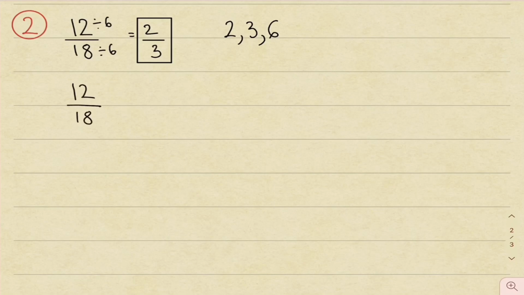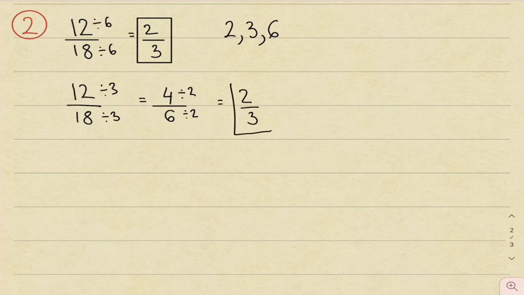12 over 18. So if I choose 3, divide by 3, top and bottom. 12 divided by 3 is 4 over 18 divided by 3 is 6. Now 4 over 6. I can still reduce that, right? So what is the number that divides both the numerator and the denominator? It is 2. So I divide by 2, top and bottom. 4 divided by 2 is 2. 6 divided by 2 is 3. So as you can see, we still get the same answer. We just do more steps. So that's why you should always choose the bigger number.